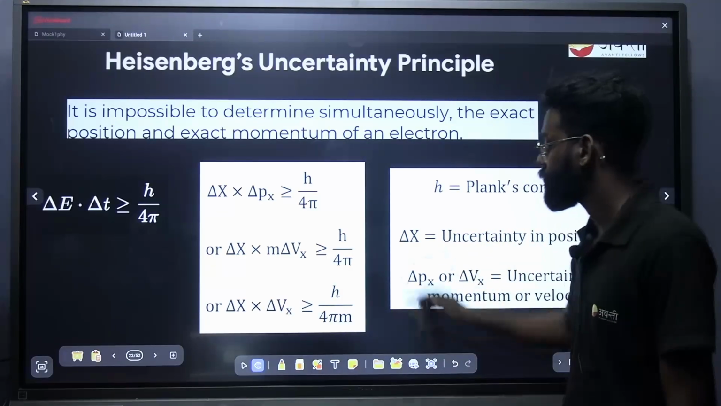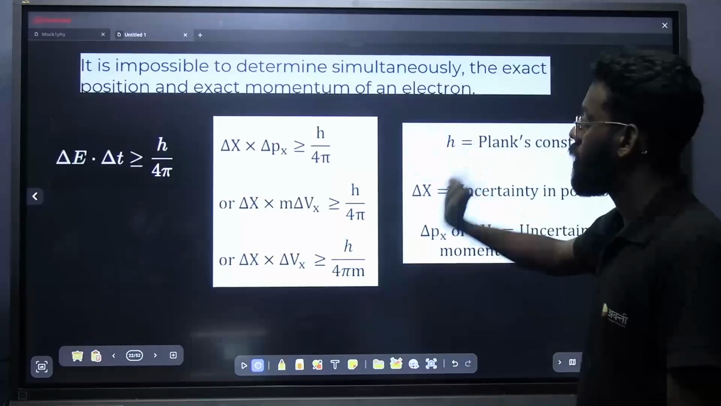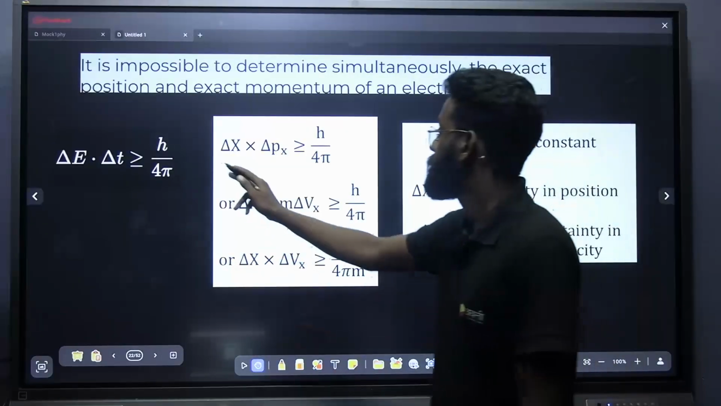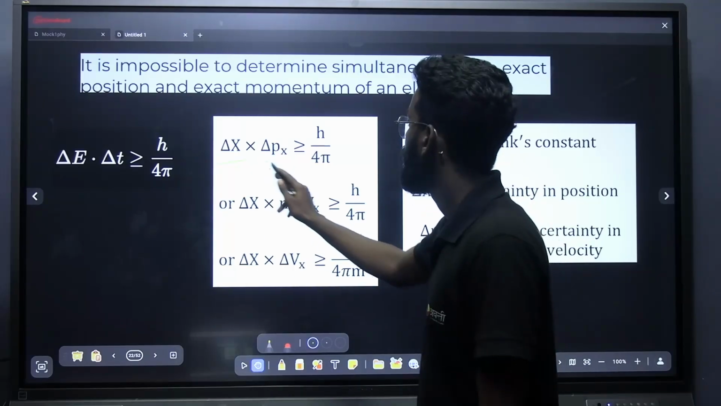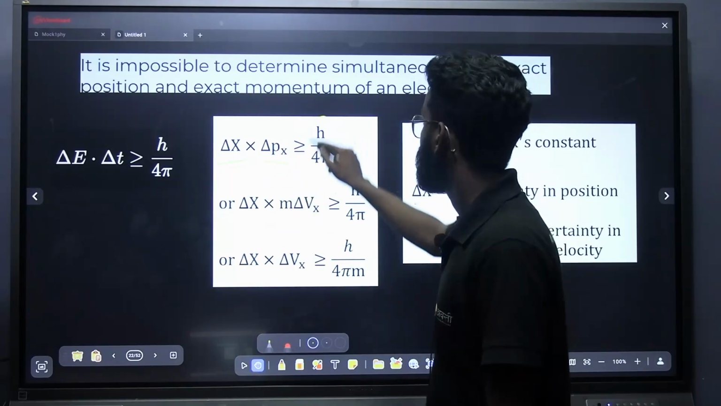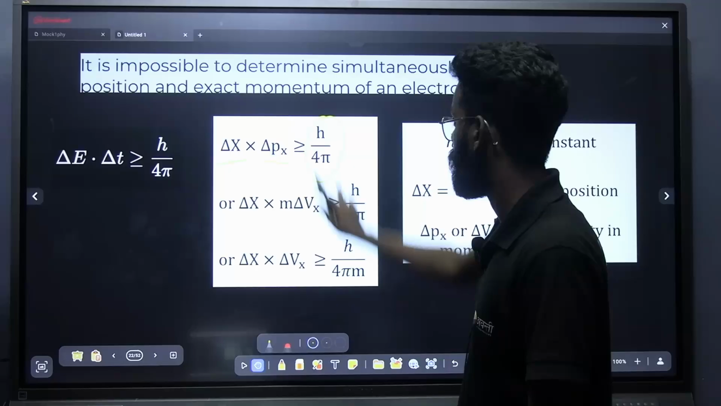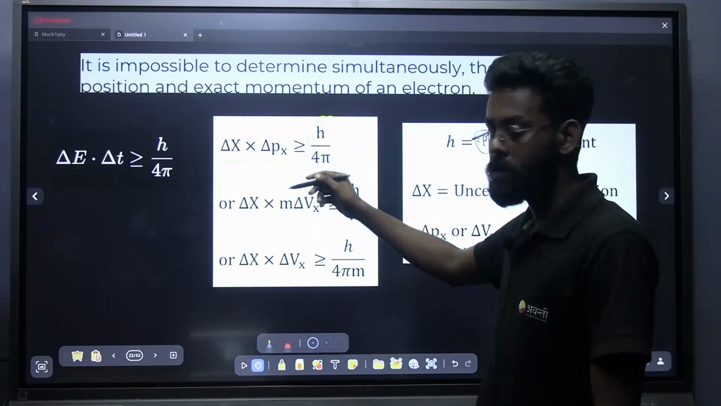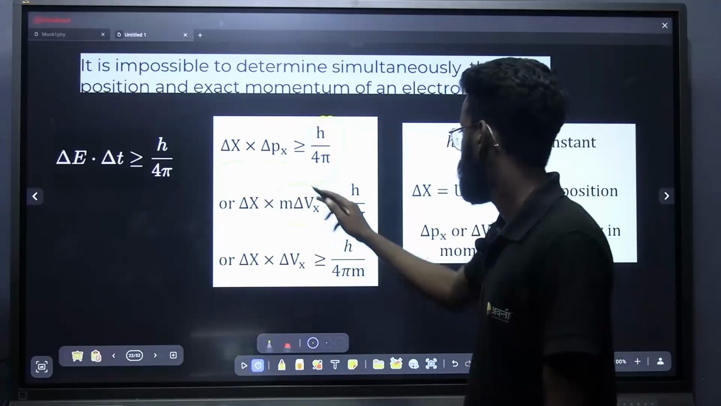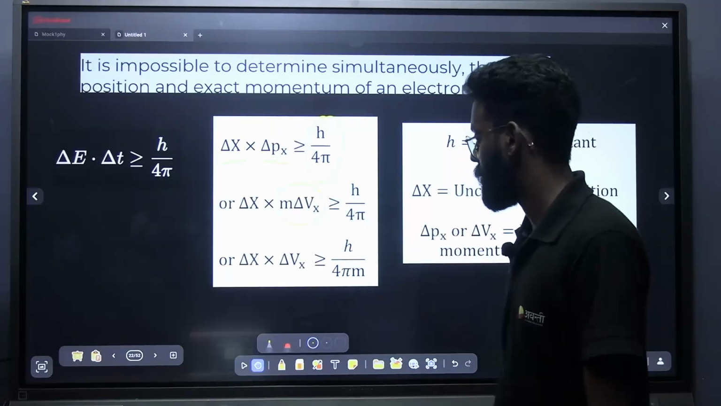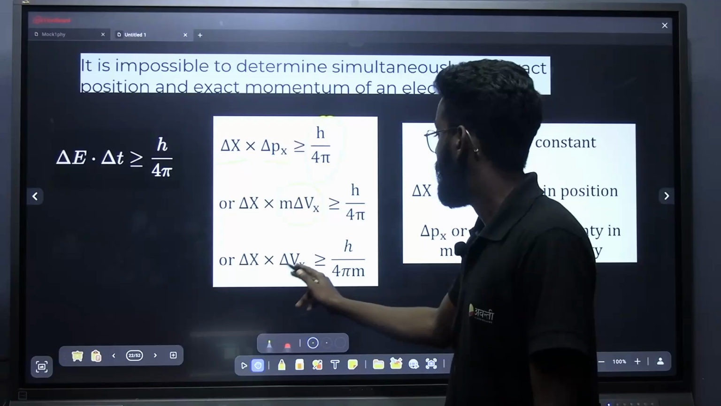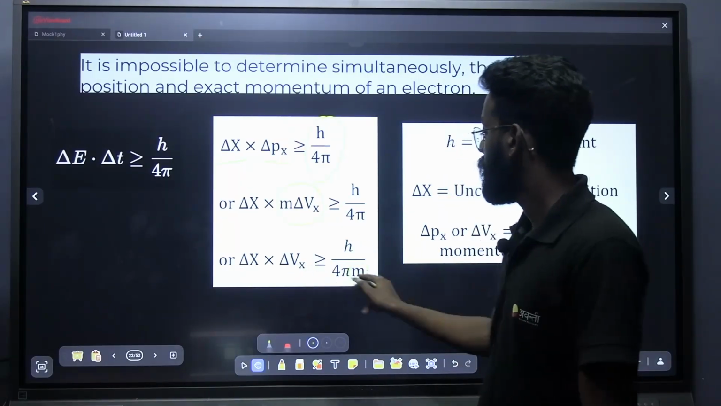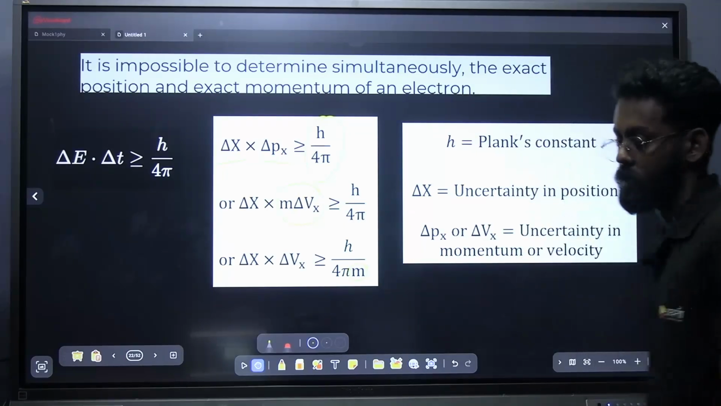So what do you have to do in this part? Note down all the equations of Heisenberg's uncertainty principle. Delta x, change in position, into delta p, change in momentum, is greater than or equal to h by 4 pi. This is one of the equations. Now delta p I will expand to m delta v, since momentum is mass into velocity. So m delta v is greater than or equal to h by 4 pi, or delta x into delta vx is greater than or equal to h by 4 pi m. M I have taken to the right hand side.